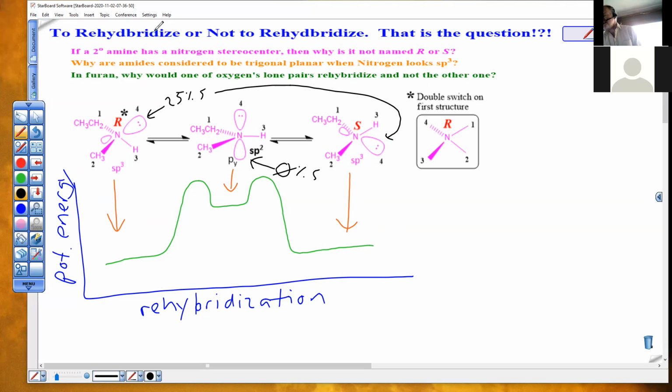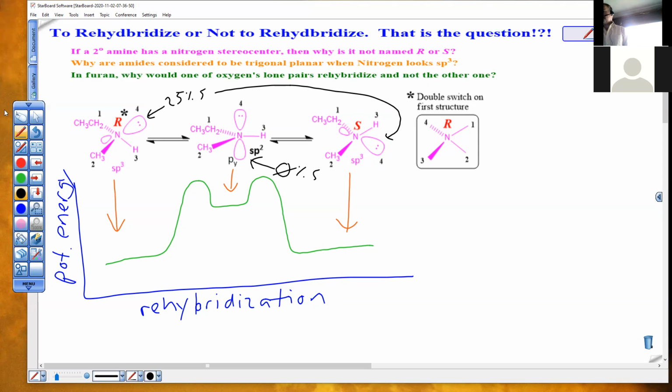If a secondary amine has a nitrogen stereocenter, which is the case here, then why is it not named RS? Well, you wait a nanosecond and the R just became S, and then you wait another nanosecond and the S became R, and this thing is rehybridizing so fast it makes your head spin. So we're not going to say it's one or the other. It spends half its time R and half of its time S. That's it.